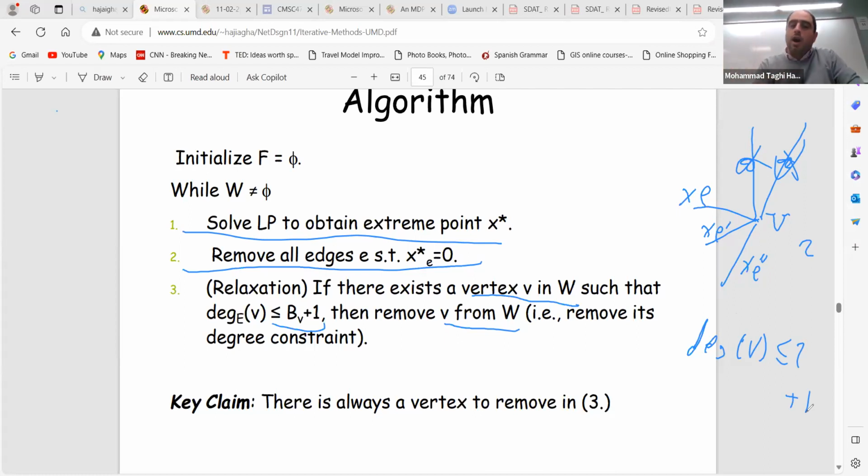And again, I will remove V from W, because for this vertex, I don't need to put the degree bound constraint anymore. I will do it until there is no vertex with a degree bound. At that time, I will find the spanning tree and I'm done. So what is the idea? The idea is exactly this, now this is the algorithm.